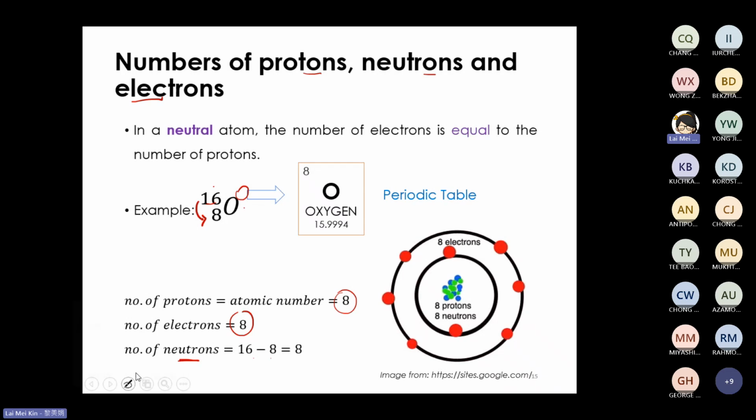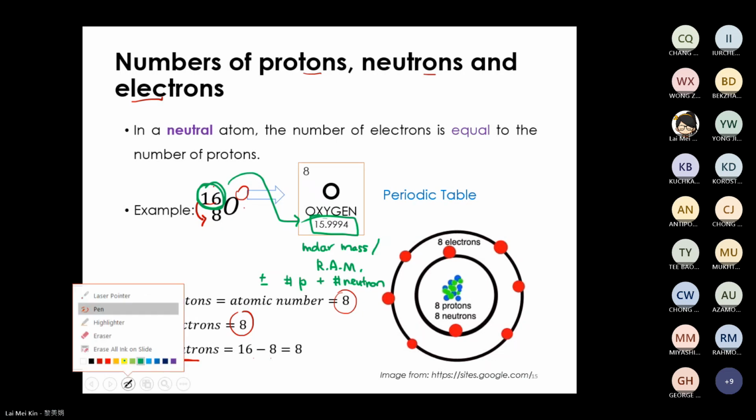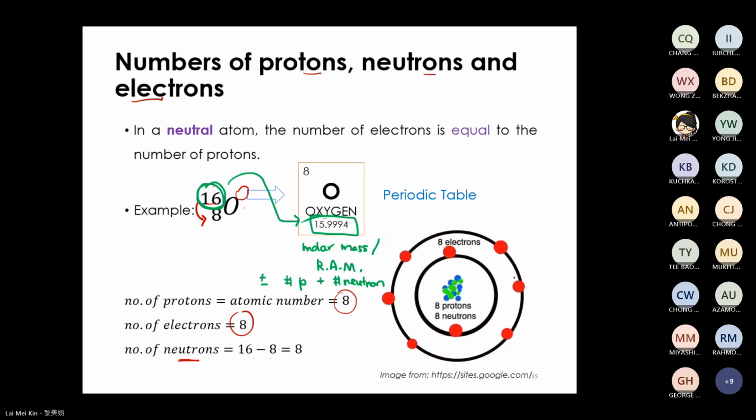Do you remember in chapter 1, we also touched on that your nucleon number is more or less the same as, what is this? Your molar mass or your relative atomic mass. Okay, more or less. You see, it is 15.9994, 16. It's more or less the same. So this molar mass is roughly the number of protons plus number of neutrons. It gives you an idea of your mass number.